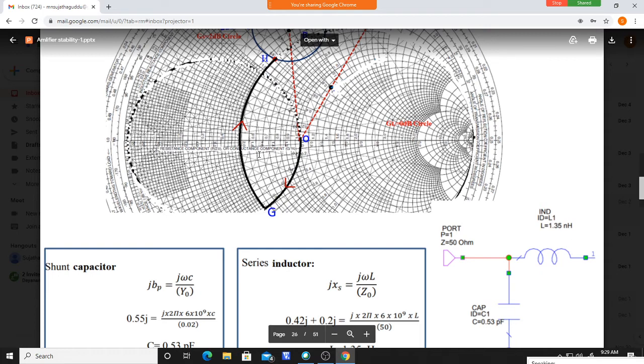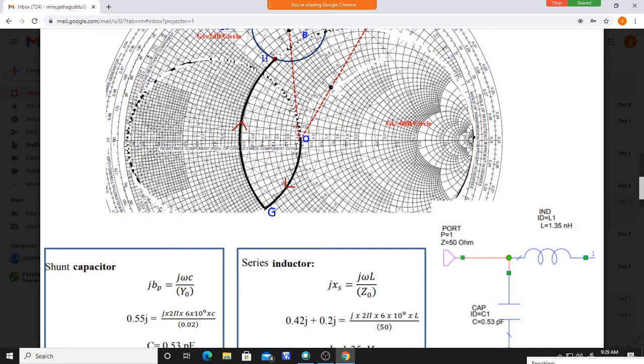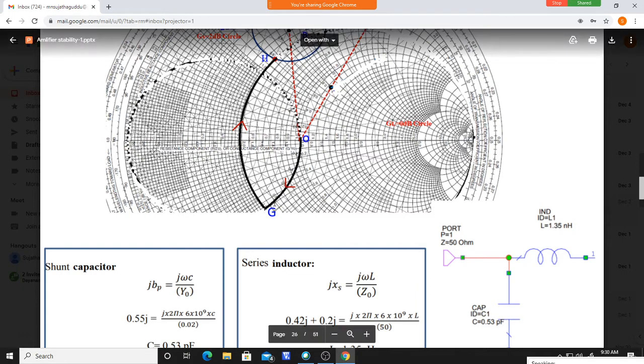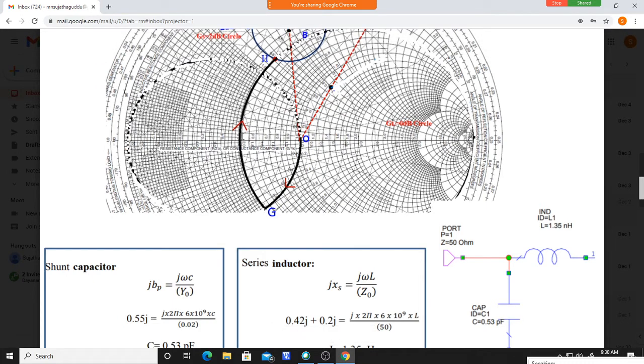How do we get the capacitor value and the inductor value? That we studied in the TLW course. From 0 to G and G to H, you can come to know the value of the capacitor and inductor, which you can easily get. So that is a part of what we have to do.